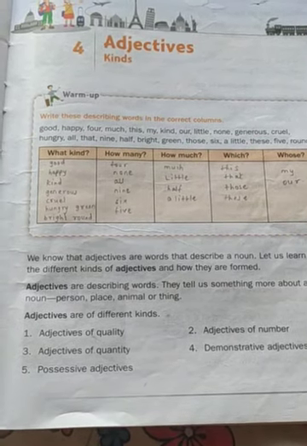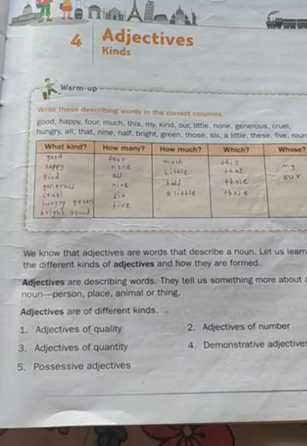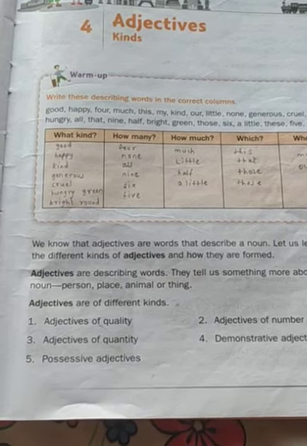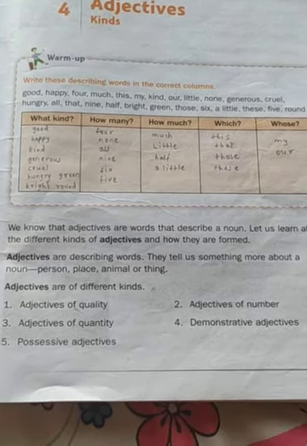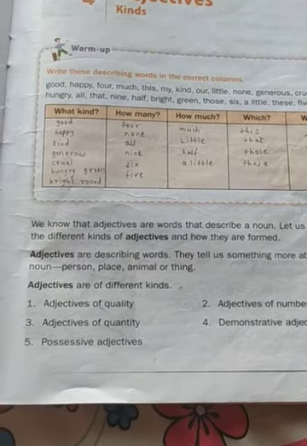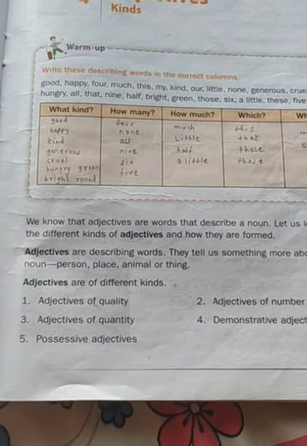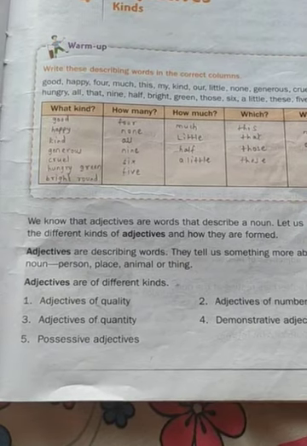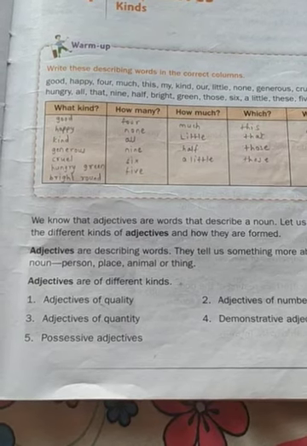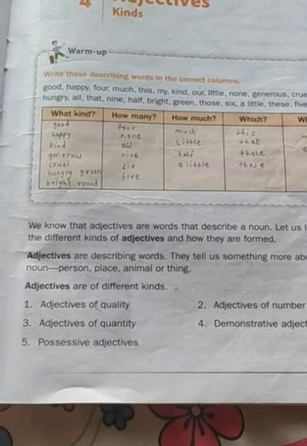Good morning, students. Yesterday we started the lesson Adjectives and its kinds, and we saw three types of adjectives: adjectives of quality, adjectives of number, and adjectives of quantity. Before that, what is meant by adjective? Adjectives are describing words. They describe something about a noun in the sentence, or they give some extra information about a noun in the sentence.